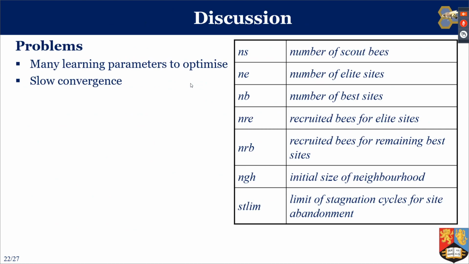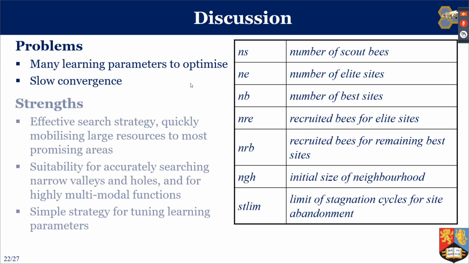I put my hands up and I say that the bees algorithm has also some problems. One problem is that there are many learning parameters to optimize. So you saw that there was something like 6 parameters in the basic bees algorithm and 7 parameters in the standard bees algorithm. And the bees algorithm for some problems can be slow. It can take a bit of time in order to find the true optimum. So those 2 problems have been addressed by various researchers, including people from our team. I will mention some of the solutions shortly.